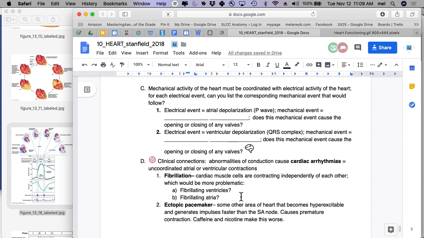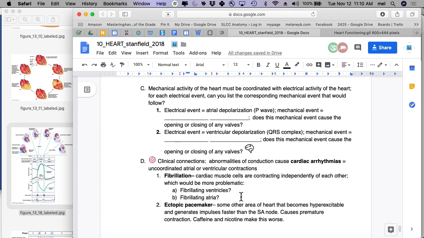So which one is immediately life-threatening? Ventricular fibrillation, yes, because it's not relaxing, it's not filling, it will cause a heart attack because it's compressing the myocardial capillaries, and they will defibrillate you, either chemically or electrically, to get that going.